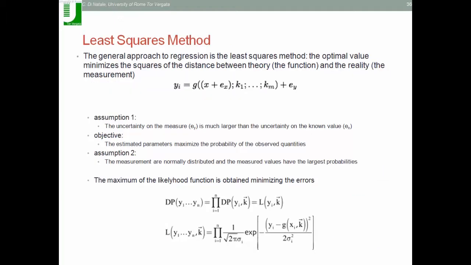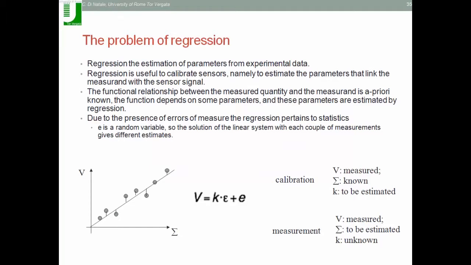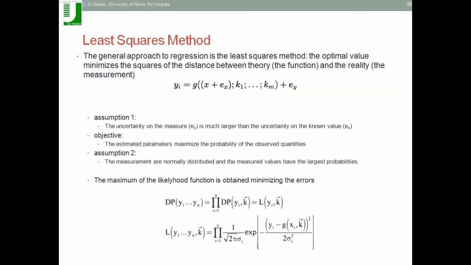And we know that this operation, which is finding the optimal K in the presence of the random errors E, is solved by the least squares method. And we know that the least squares method means to find the parameters of the function that minimize the square of the error.